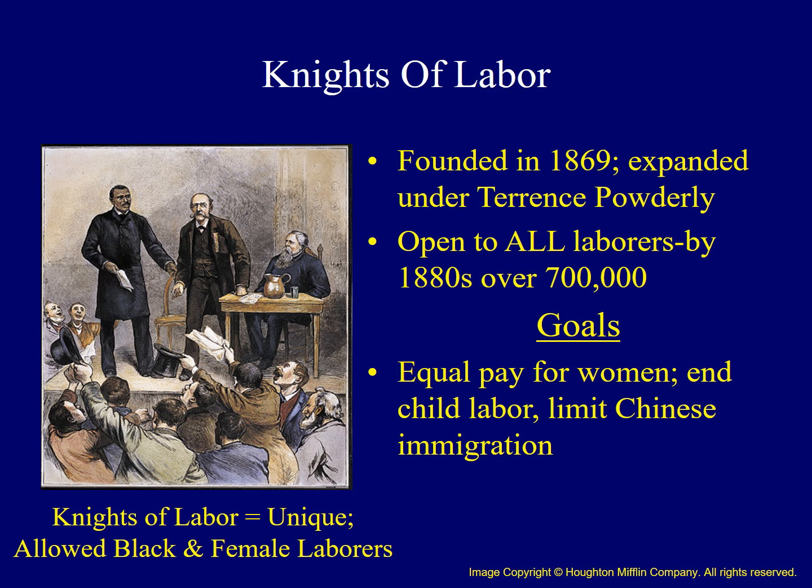One of the first important unions was the Knights of Labor. This was founded in 1869, and membership expanded under the leadership of Terence Powderly. One of the things that made the K of L very unique was that membership was open to all laborers, and by the 1880s they had over 700,000 members.